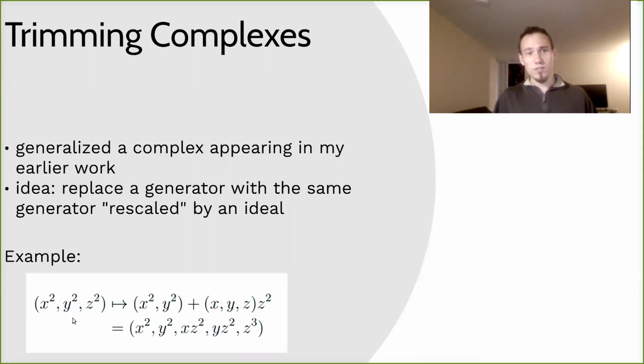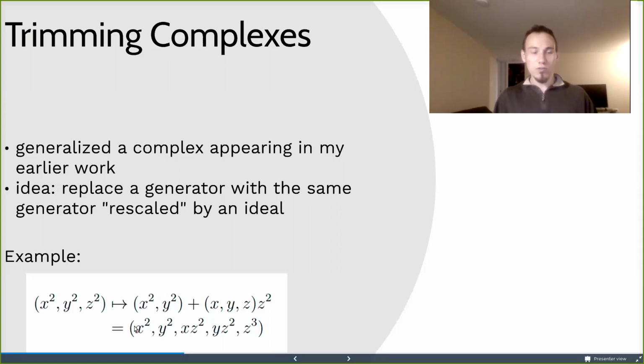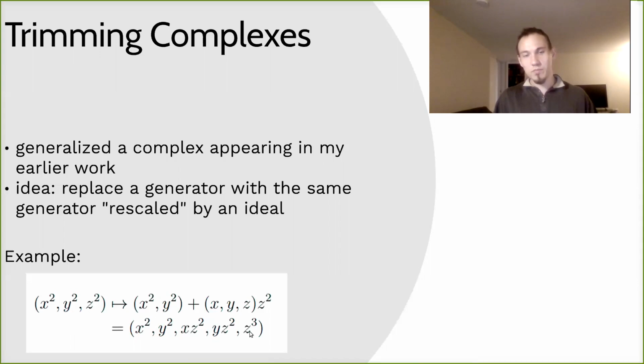So you have x squared, y squared, z squared. And then what I'm going to do is rescale z squared by the ideal x, y, and z. And so what a trimming complex is going to do is find a resolution of this new trimmed ideal in terms of the resolution of the ideals x squared, y squared, z squared, and the ideal x, y, and z.